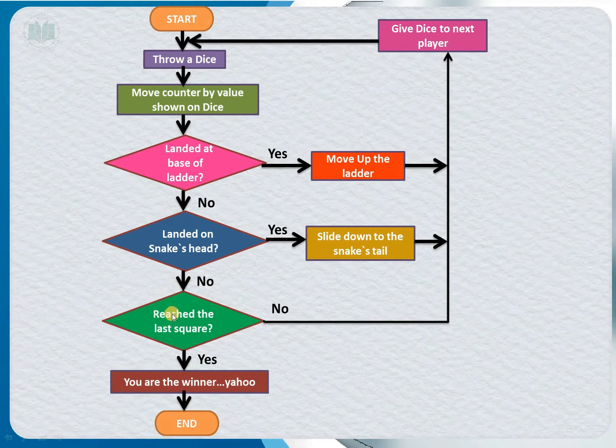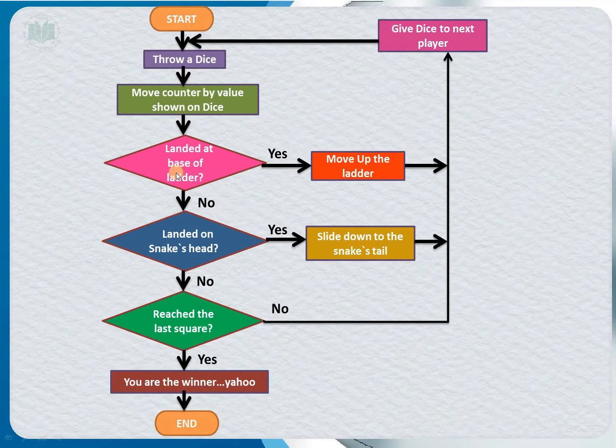Let's say we did not land on the snake's head, so let's check the next statement. That is, did you reach the last square of the game? If yes, you are the winner, Yahoo. But if not, you are not at the last square, then come back here and give the dice to the next player. So these are the three conditions which you have to check while moving your dice in the game.